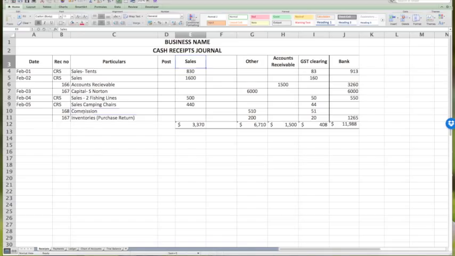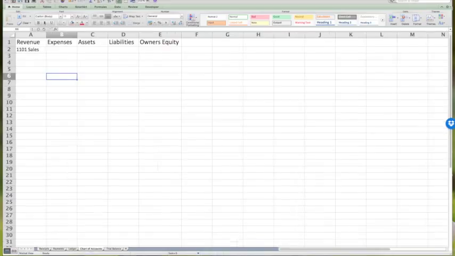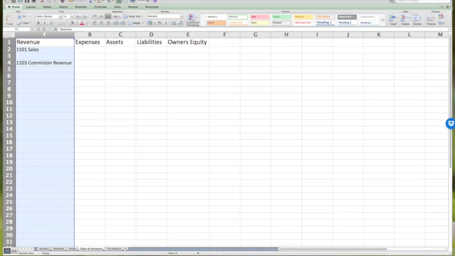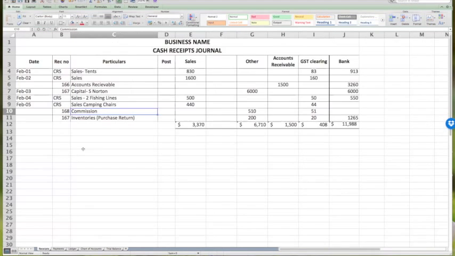Okay, I also see commission revenue down here. Okay, I don't see any other revenue accounts in the cash receipts journal here, so that's all good.